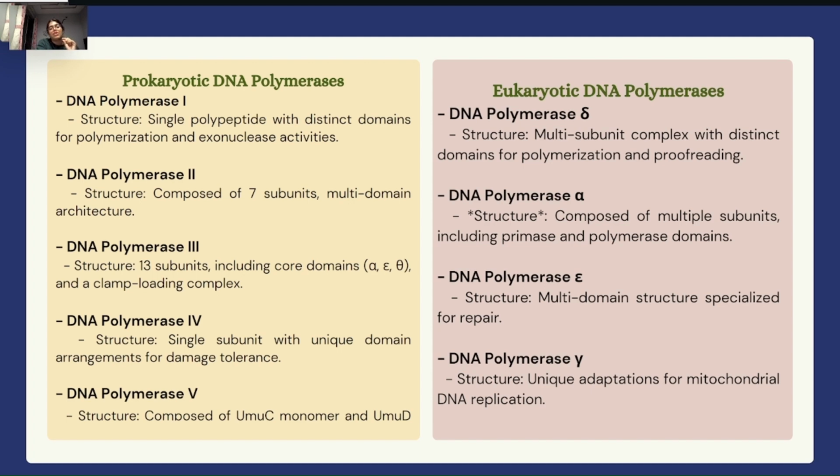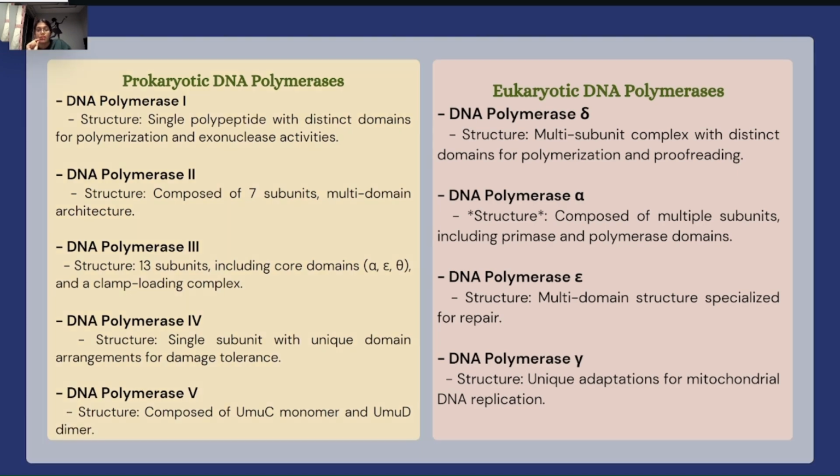Then in eukaryotes, DNA polymerase delta is a multiple subunit complex with a distinct domain for polymerization and proofreading activity. Then there's polymerase alpha, which is composed of multiple subunits, including primase and polymerase domain. And there's epsilon, which has a multiple domain structure but is specialized for repair. And there's gamma, which has unique adaptation for the DNA replication of the mitochondria.